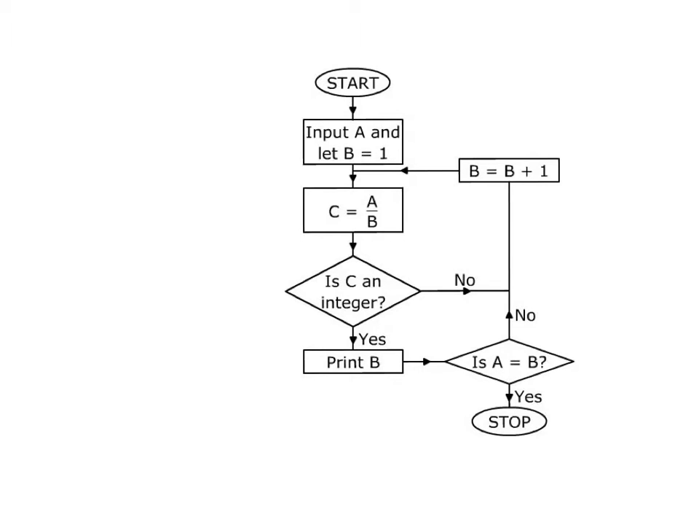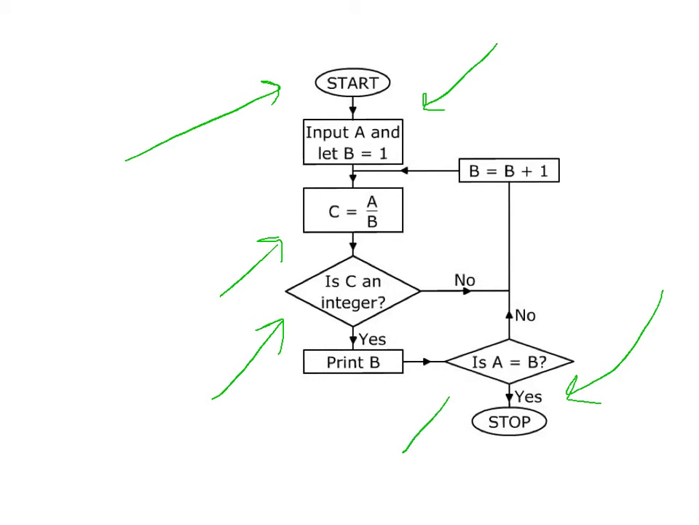A flowchart can be used to represent an algorithm. In the flowchart, there are three different types of boxes. There are the ovals, which tell you where to start and finish the algorithm. There are rectangles, which give you instructions on what to do. And there are diamond-shaped boxes, which ask you questions.